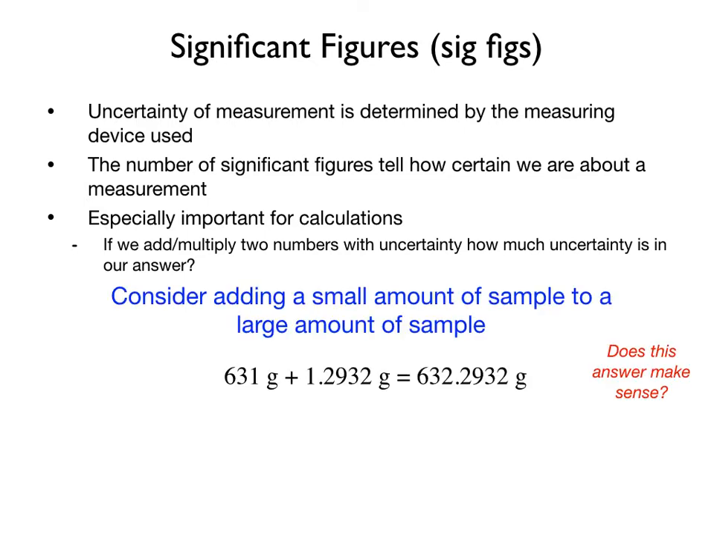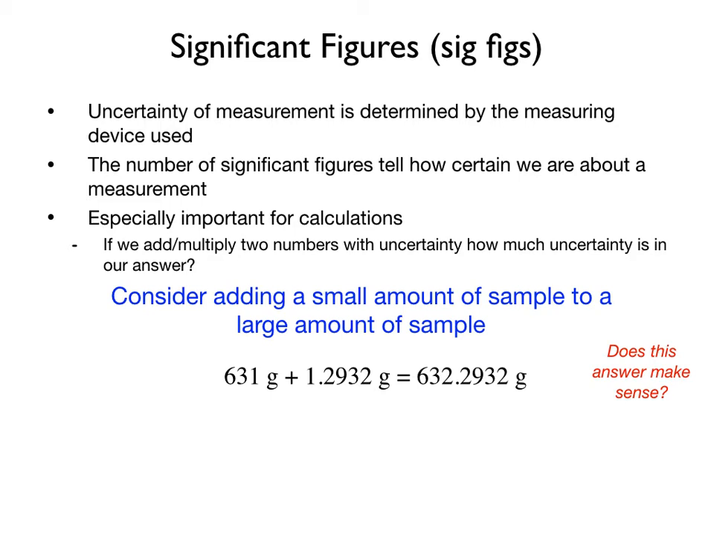In the first case, let's consider the case where we're adding two masses together. And so imagine if you go into the lab and you measure out 631 grams of a substance. And then on a different balance, you measure out a mass of something, and it's 1.2932 grams. We could add these together, and mathematically, we would get 632.2932 grams. But does this answer actually make sense? Does this express the correct amount of uncertainty in our final answer?